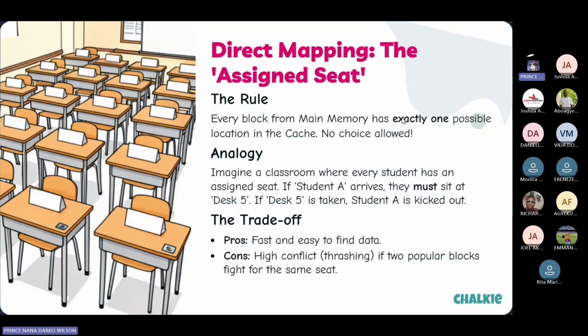The pros, that's the advantages, is that it's fast and easy. Since everybody knows where they're already going, there is no need to be looking for an empty cell to sit in. You either get a seat or you are kicked out. But the cons, or the disadvantages, are that it has high conflict, that's the thrashing, if two popular blocks fight for the same seat. So if everybody comes and they are supposed to take this particular seat, and both of them are equally important, this will mean that data will be conflicting, or the data will be fighting. Basically, the CPU will be conflicted as to which one to hold on to and which one to let go.